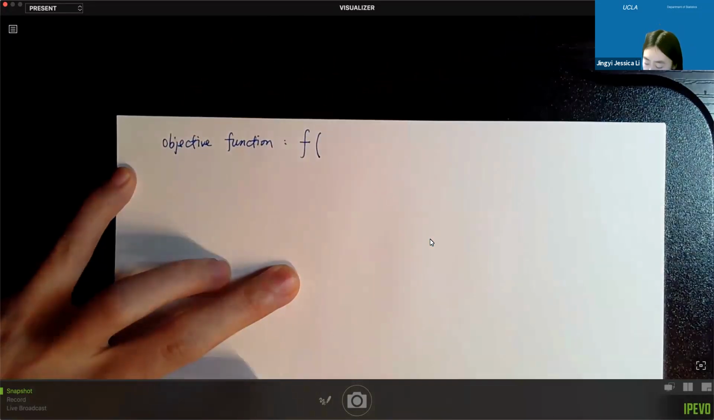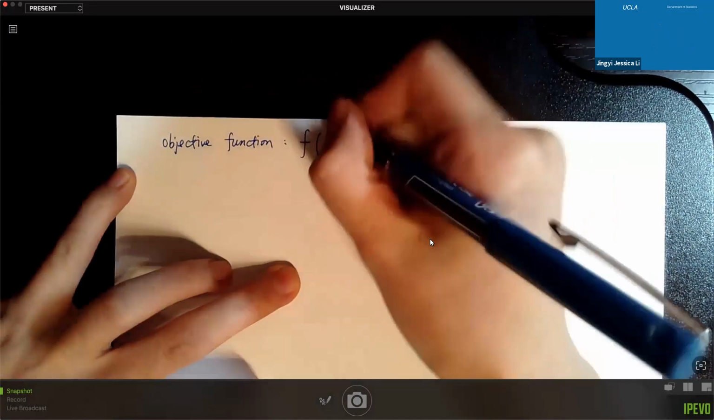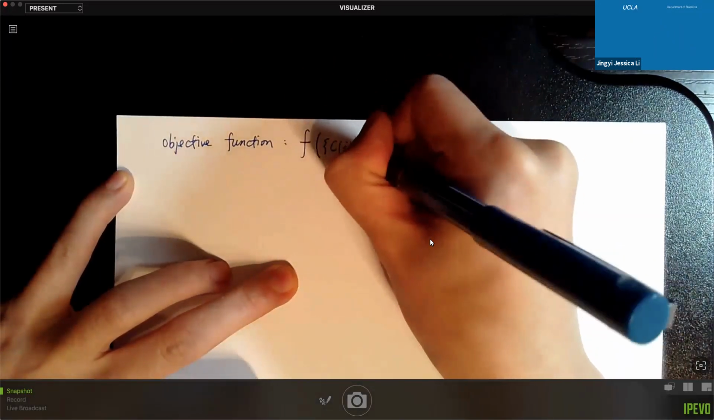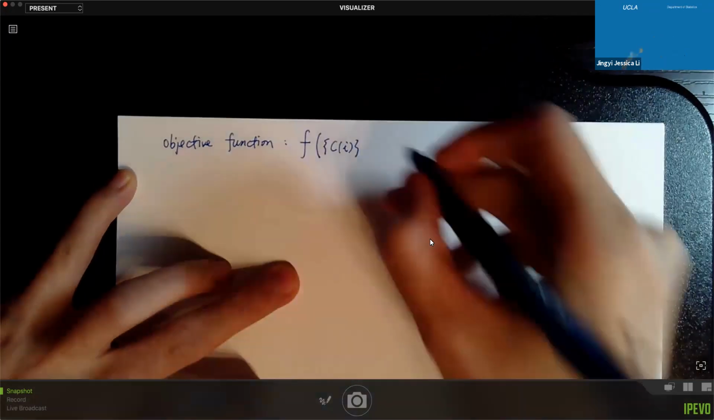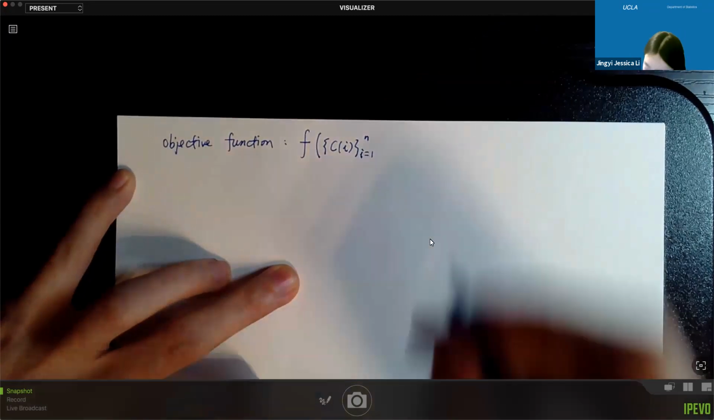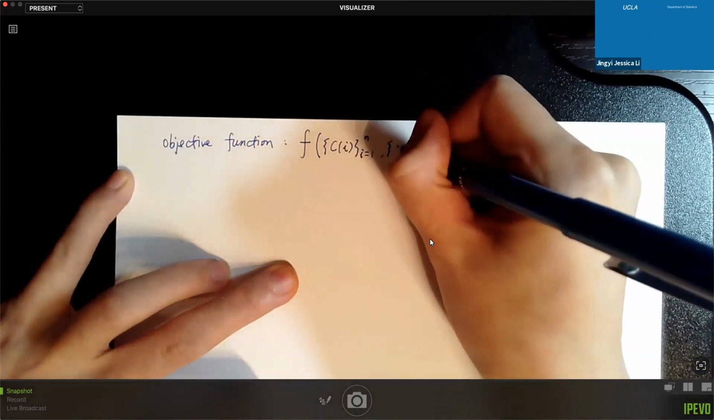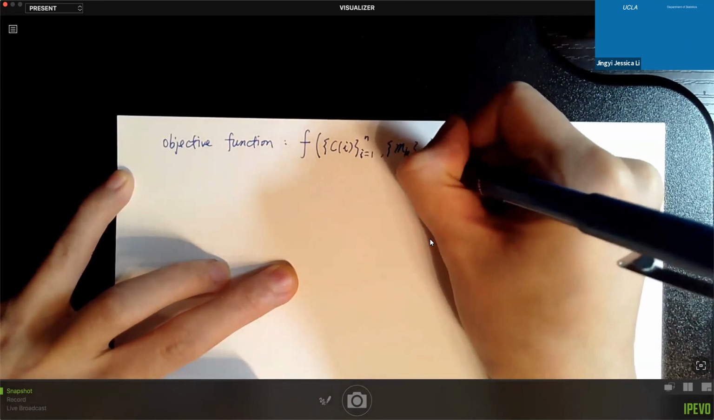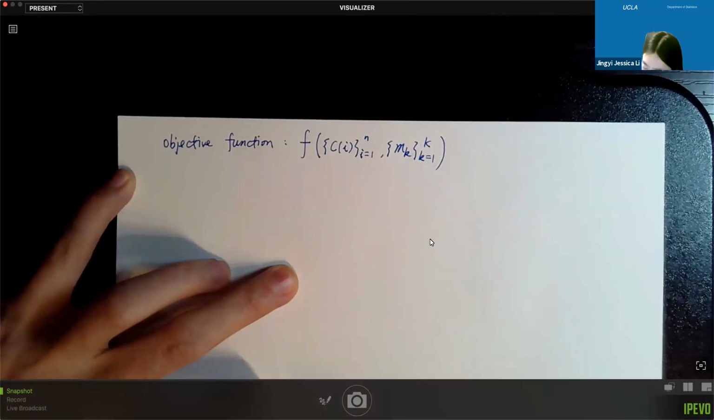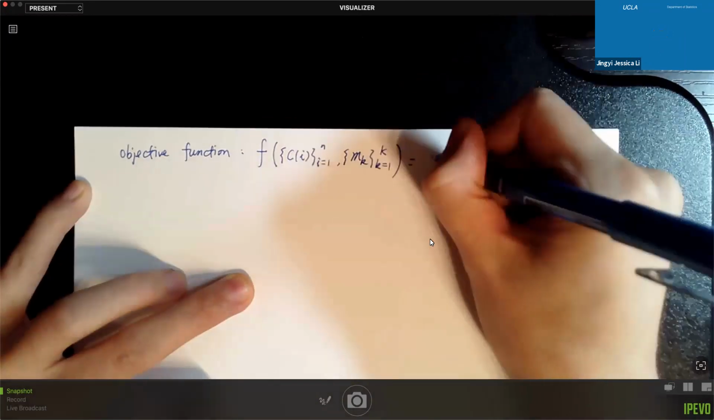So what we're going to need to optimize the function is two sets. One is about our Ci. Okay, so I'll just call this Ci. It's actually the membership of data point i. i goes from 1 to n. The other is the set of cluster centers. I call them mk, and k goes from 1 to capital K. And given those, I'm going to write my objective function to be minimized.